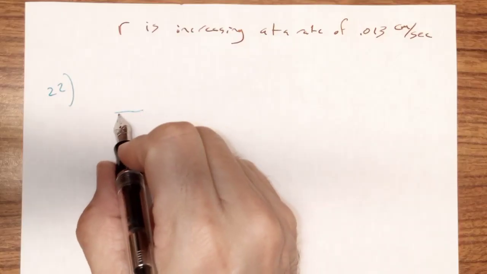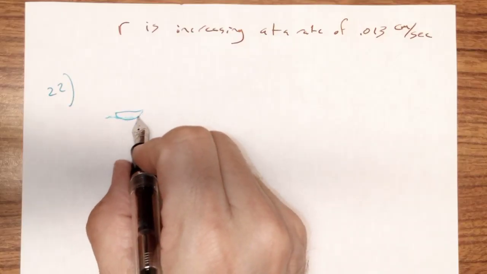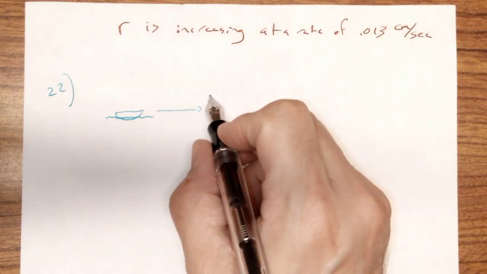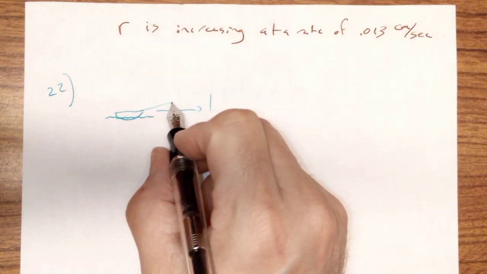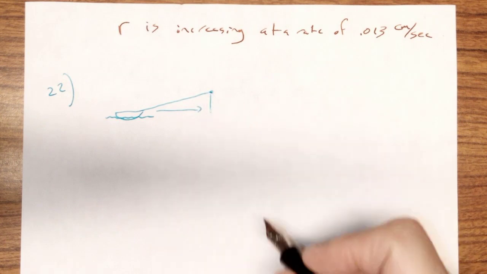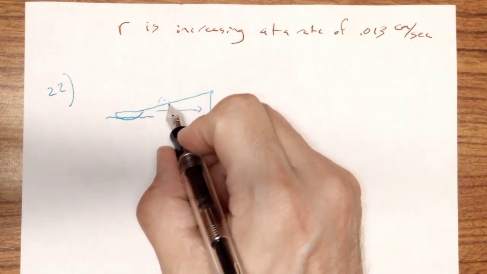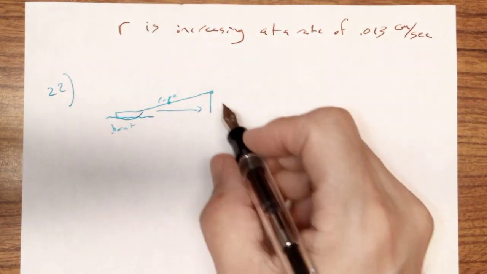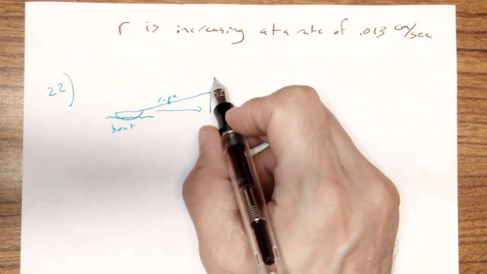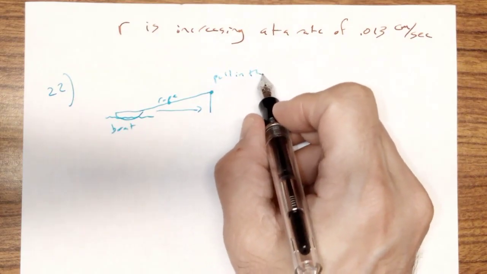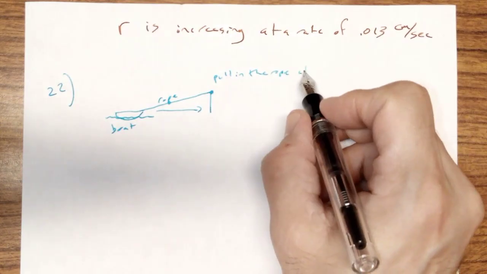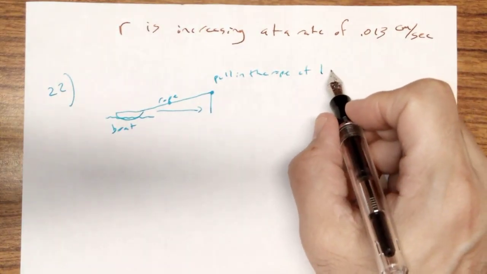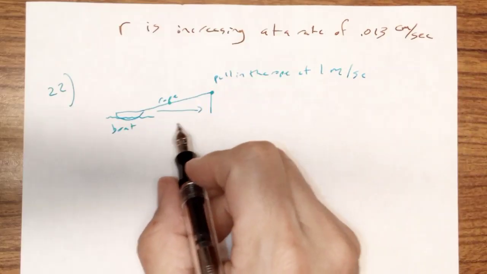I have a boat in the water. It is going this way. I have a dock. I have a rope. A pulley. Pull in the rope at, what did it say? Oh, yes, 1 meter per second.